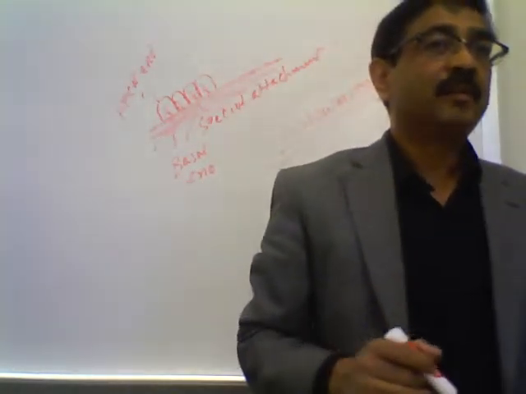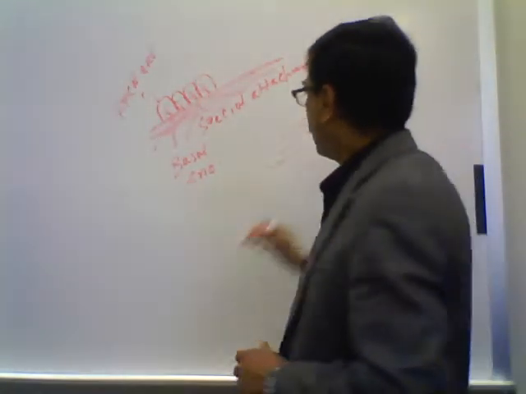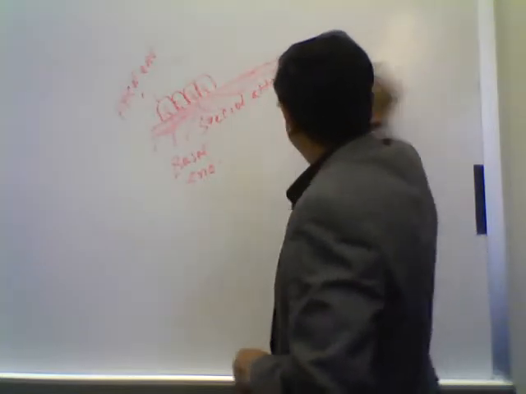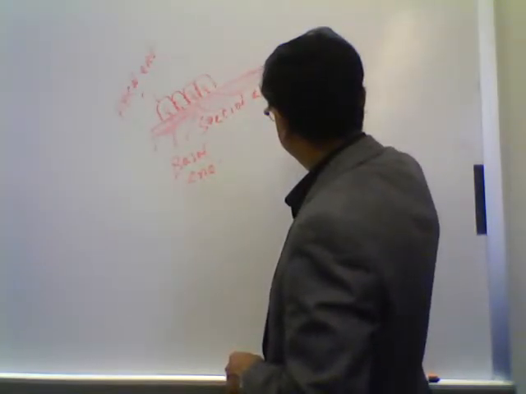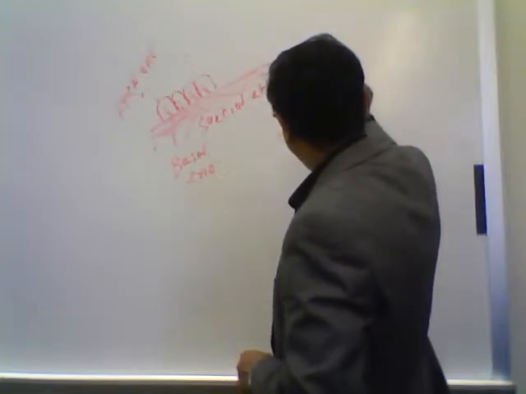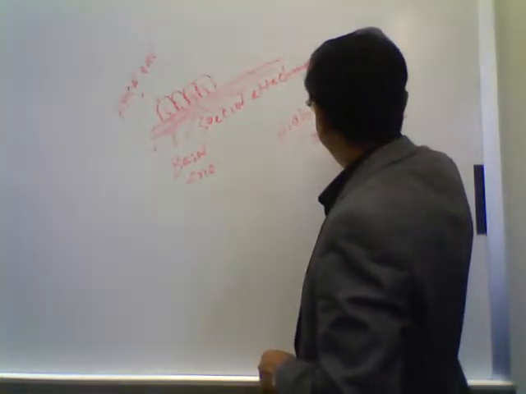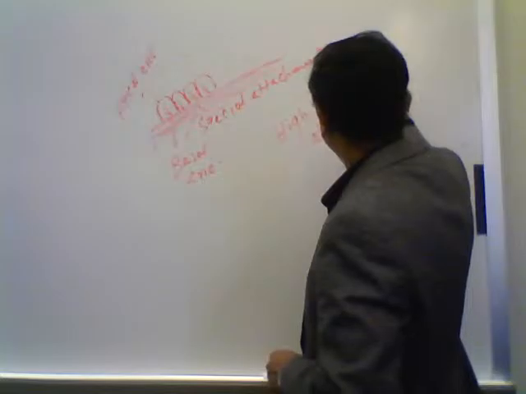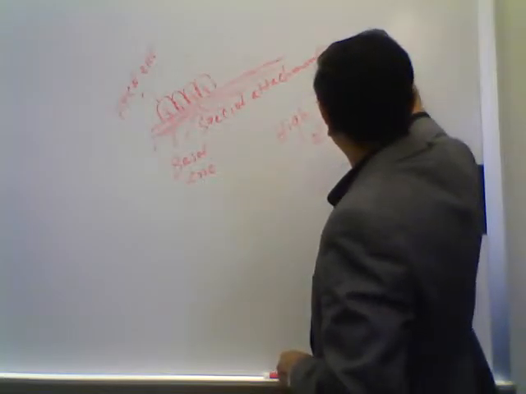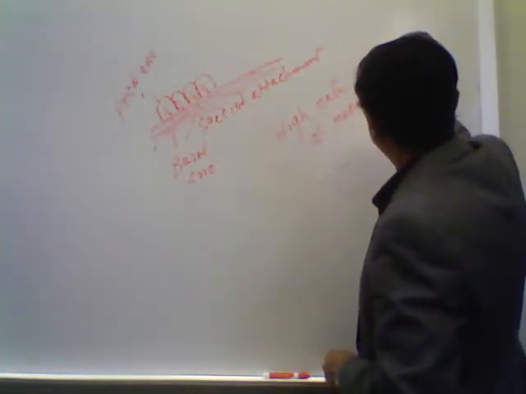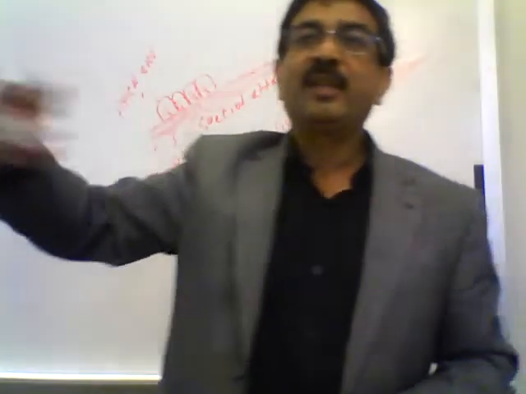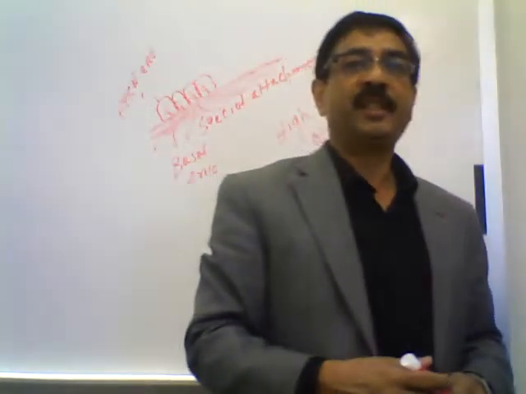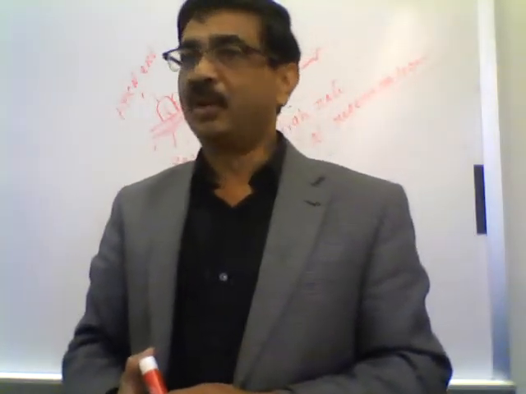Another one, very important, high rate of regeneration. High rate of regeneration. That means the epithelial cells can quickly multiply, regenerate, and we know that already.